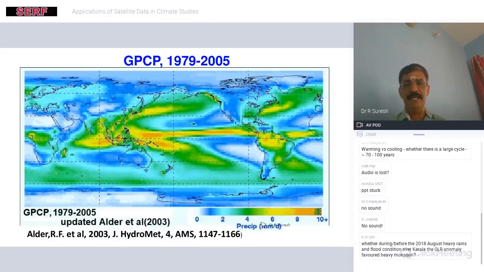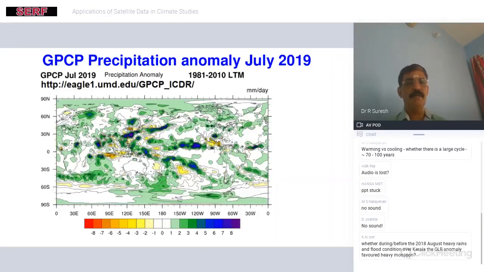You can see the legend scale. The yellow color corresponds to somewhere between 5 and 8 mm per day. So this is the way it has been worked out based on the data. It's an ongoing project, and the satellites are contributing in a big way.